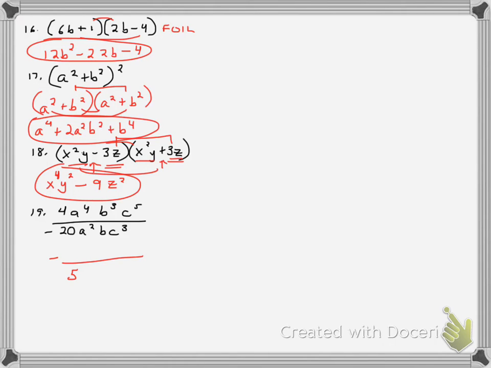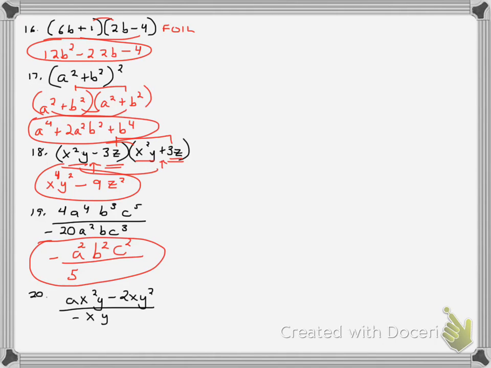My a's will subtract our exponents. 4 minus 2, we have the largest amount in the numerator, so 4 minus 2 is 2. We have the largest amount of b's in the numerator, 3 minus 1 is 2. And we have the largest amount of c's in the numerator, 5 minus 3 is 2. And though it doesn't look very nice, I should have centered that 5. Nevertheless, that's the answer there.